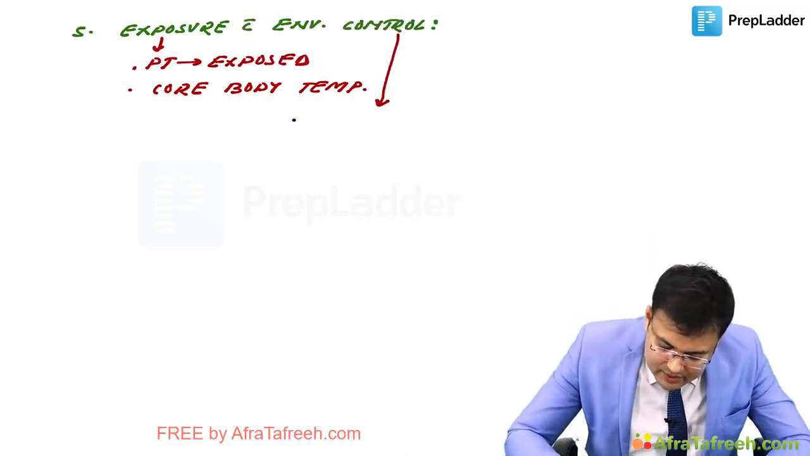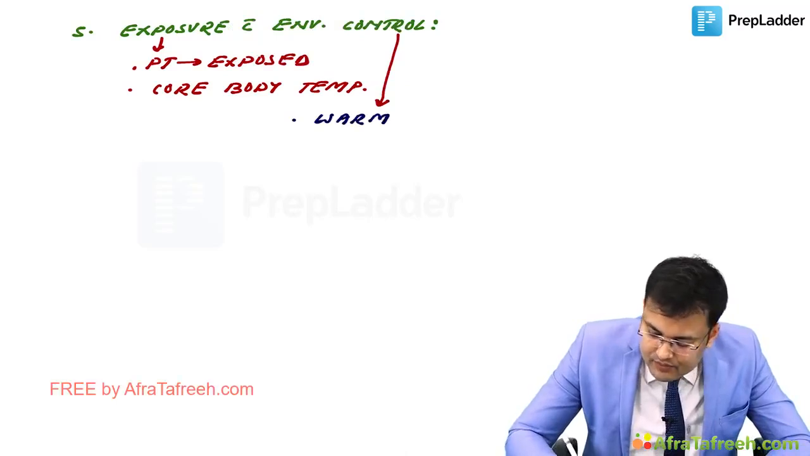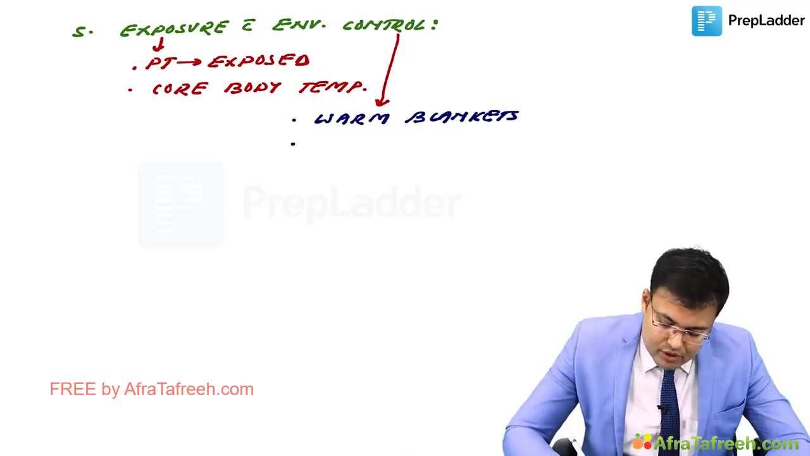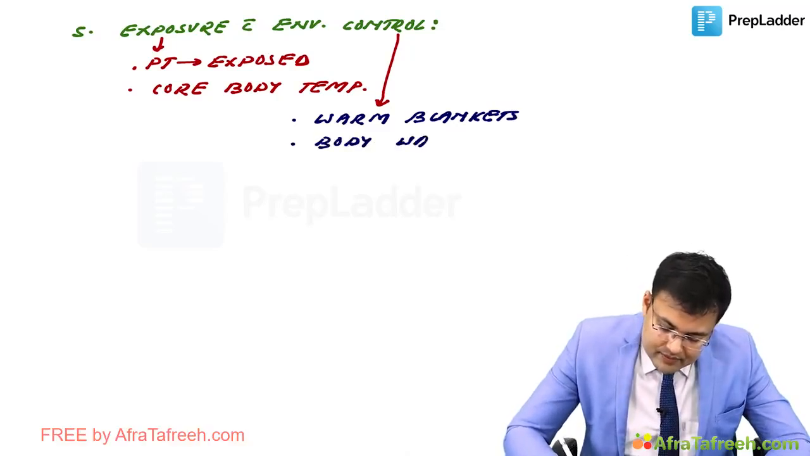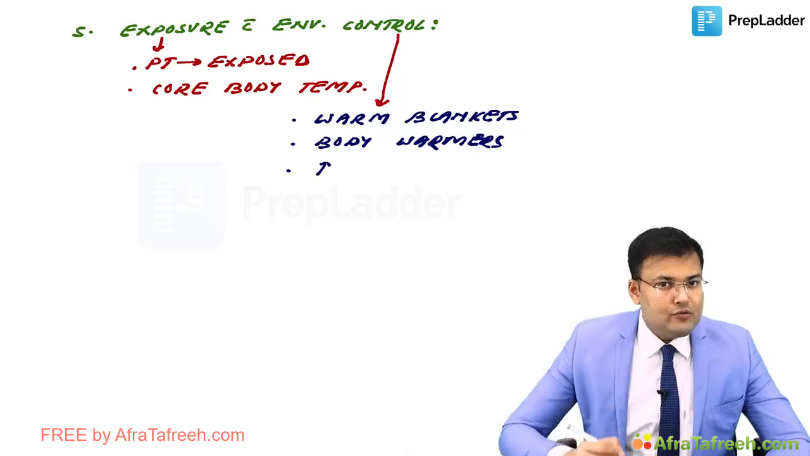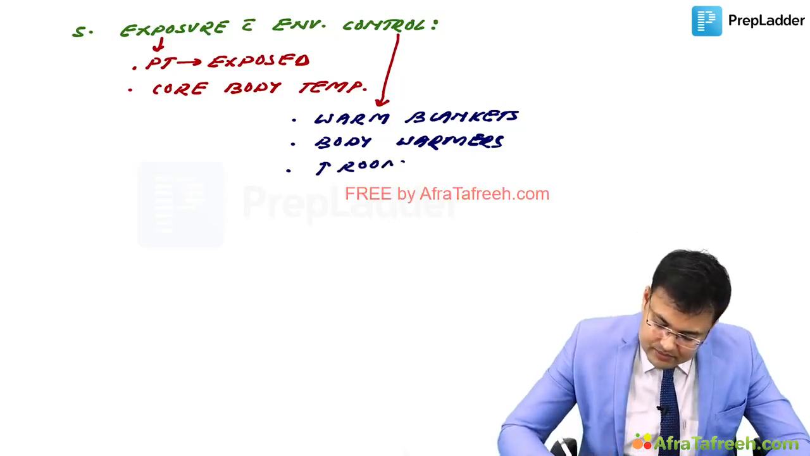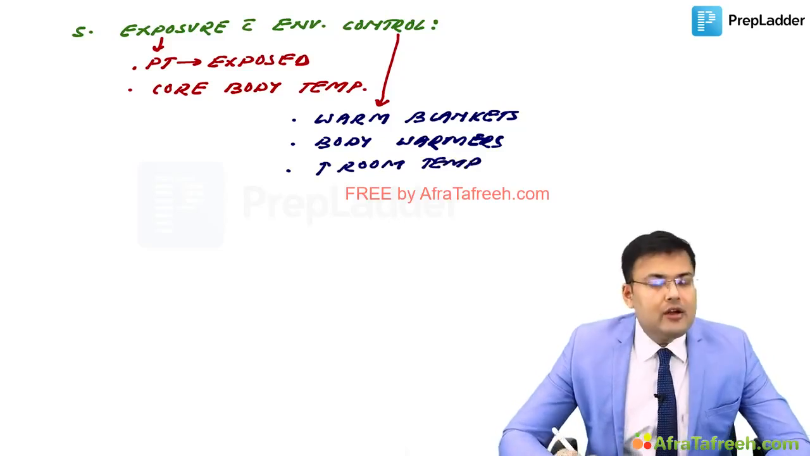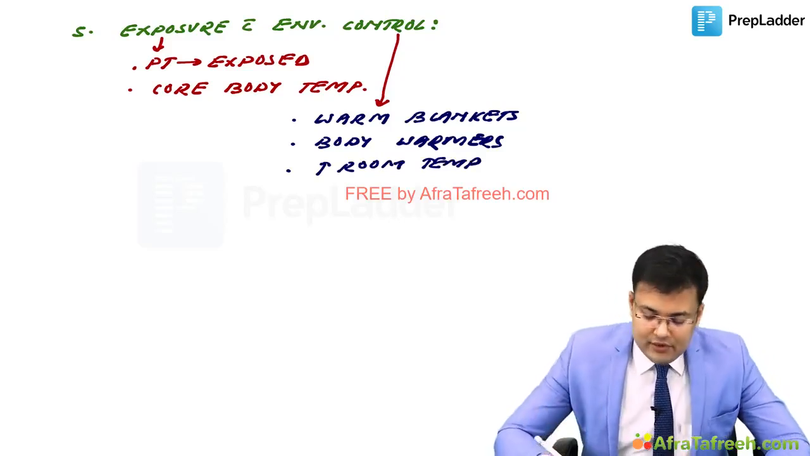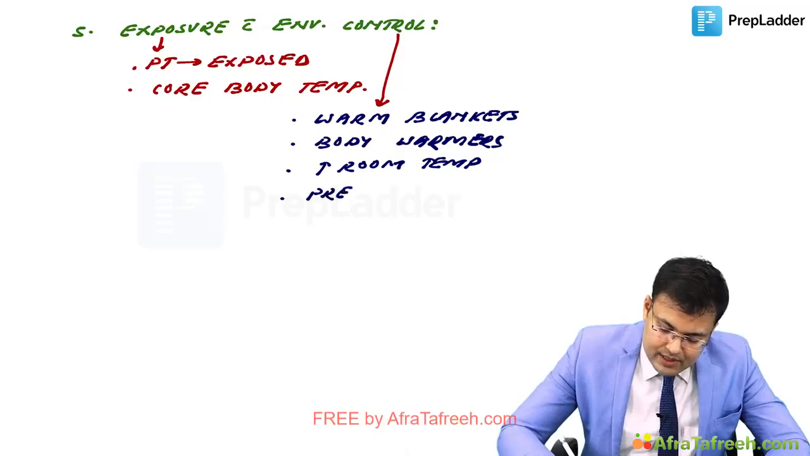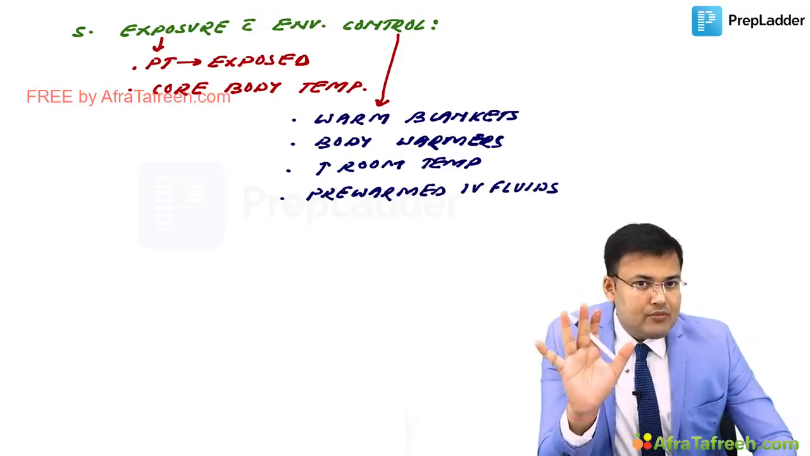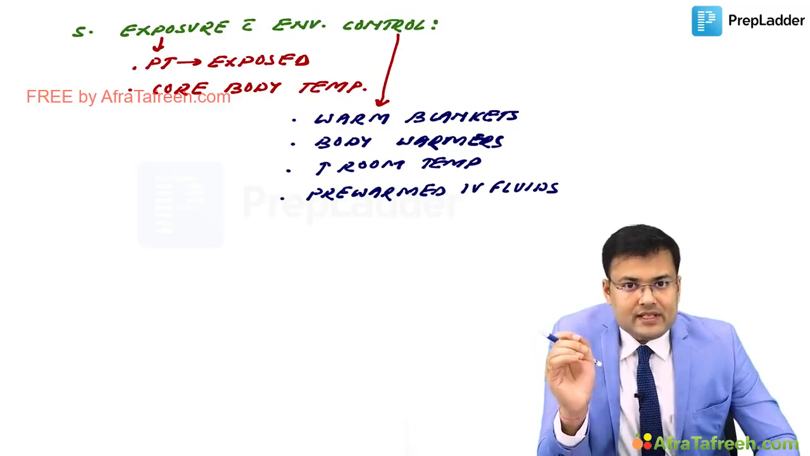First, we are supposed to use warm blankets. So use warm blankets. We use body warmers. We use blowers so that the temperature of the room is increased. So increase room temperature. And we give pre-warmed IV fluids. So what kind of fluids? Pre-warmed IV fluids are given. Clear? So these are the 5 components of primary survey: A, B, C, D, E.